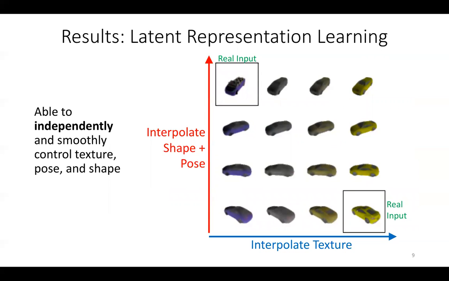Finally, our model automatically disentangles shape, pose, and texture all in 3D. Starting from encoding the boxed real images in the corners, we smoothly interpolate latent texture along the horizontal axis, whereas we do so for latent shape and pose along the vertical one.